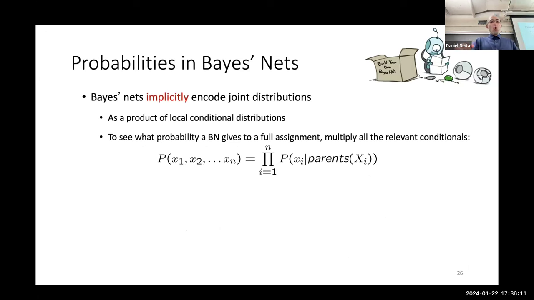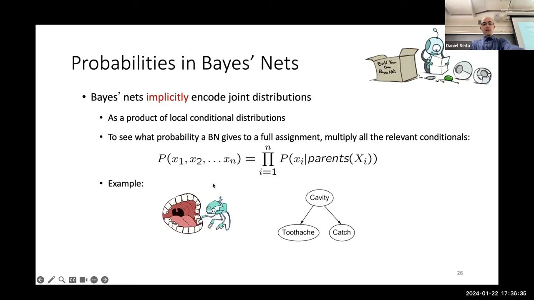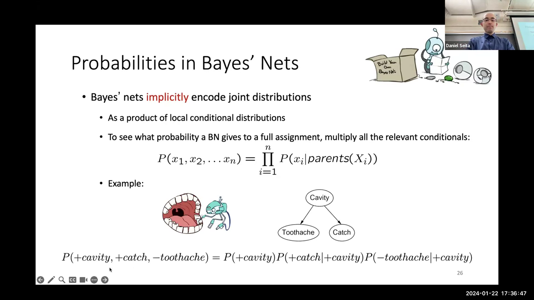A Bayes net over a set of random variables indicates the joint distribution as a product of local conditional distributions. So the claim here is that the probability of the joint is equal to the product of P of Xi given its parents. For example, with the cavity, toothache and catch example, you can decompose this into P of cavity, because cavity has no parent, so you don't need to condition on anything. Catch and toothache have cavity as the parent, so you only have to condition on that.